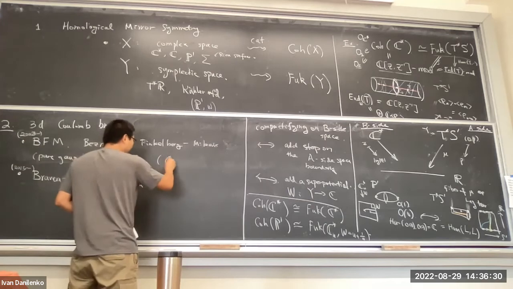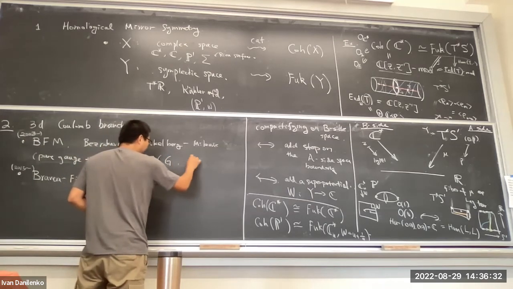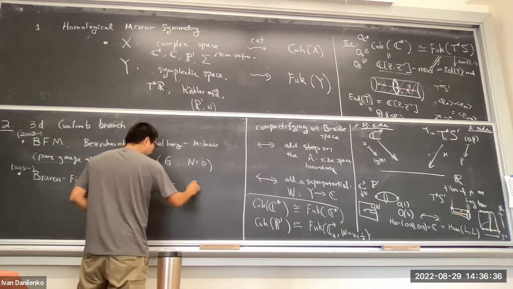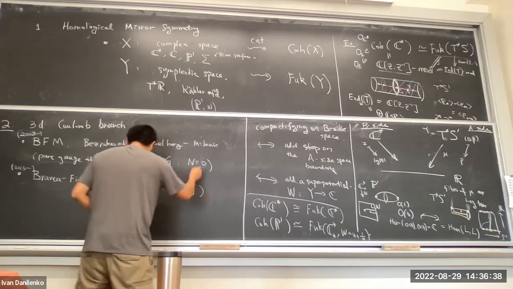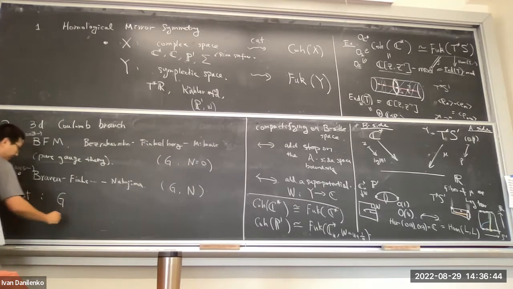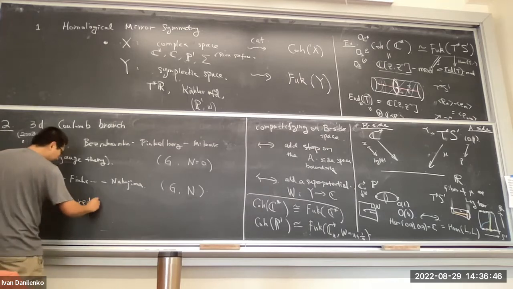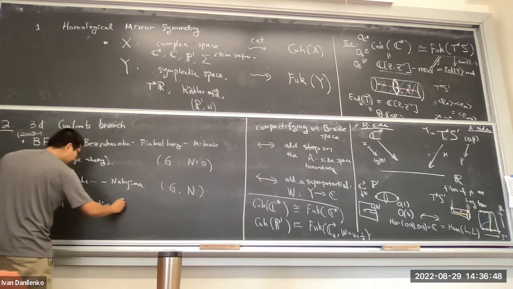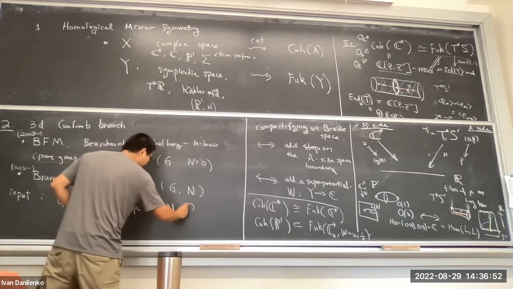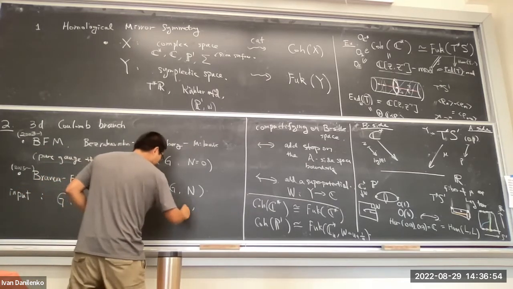So it's like G, and then it goes to 0. So what do I mean by G? So the input of the story is G, a reductive group, and then some representation of G.